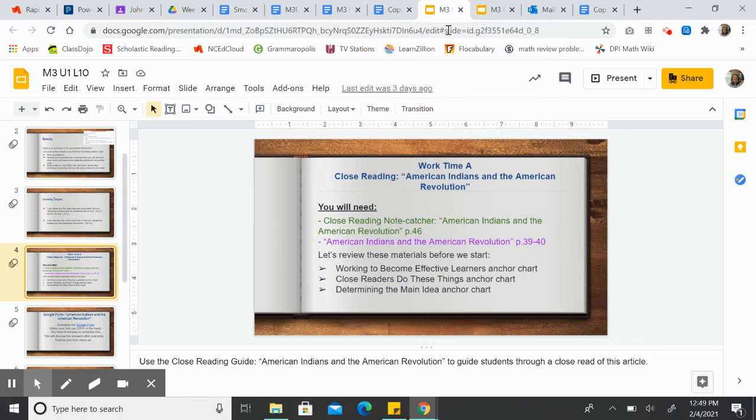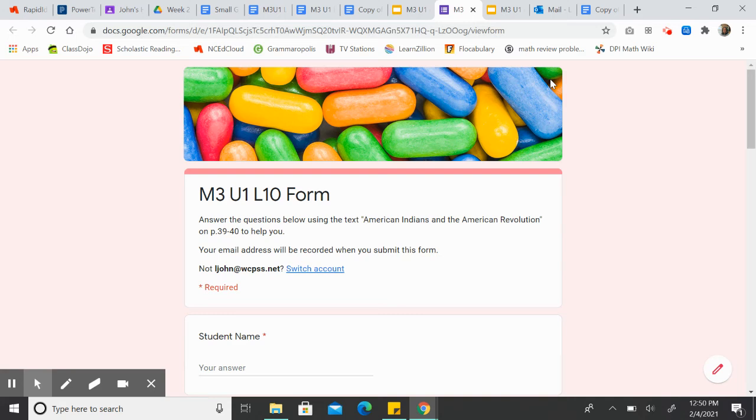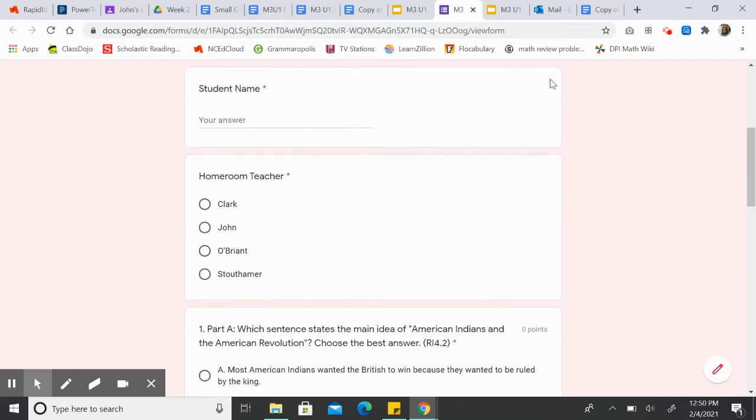Okay, so we have recorded all of the answers to the question, how did the American Indians contribute to the Revolution and why, on page 46 of your module workbook. So what we're going to do now is complete a Google form. This is the Google form. It is attached in your Google Classroom. It is also in the slideshow. So you need to complete this.